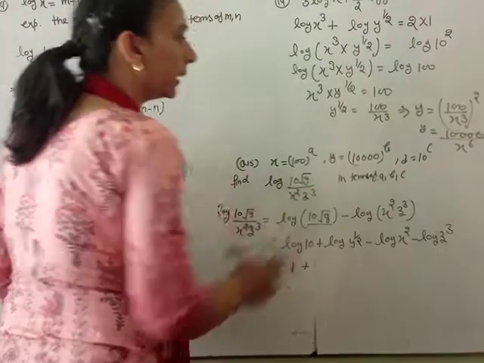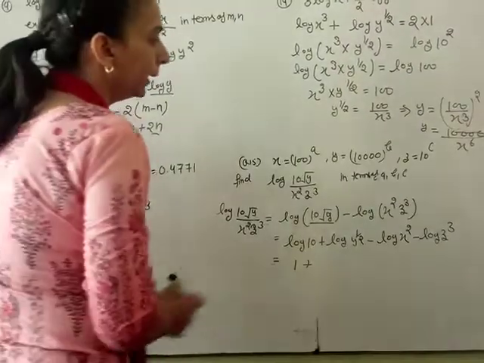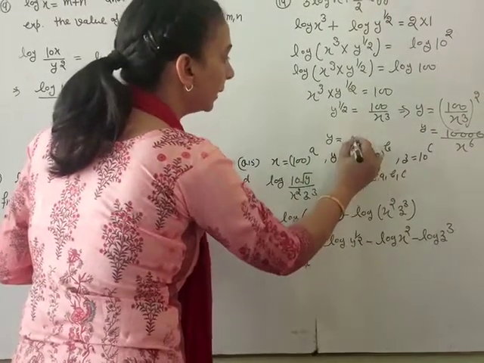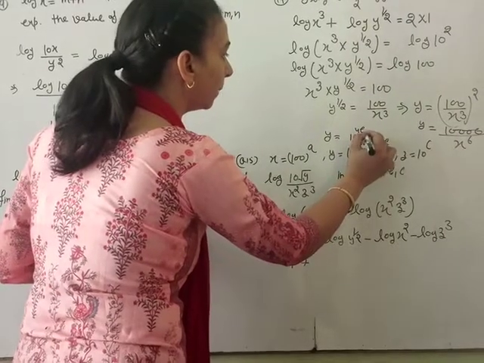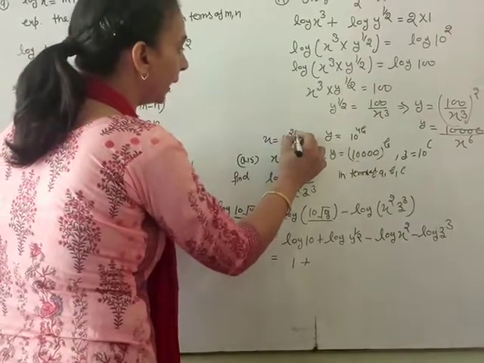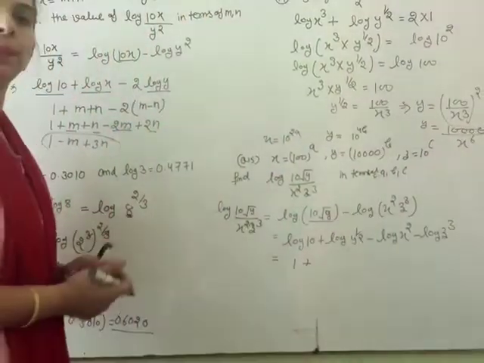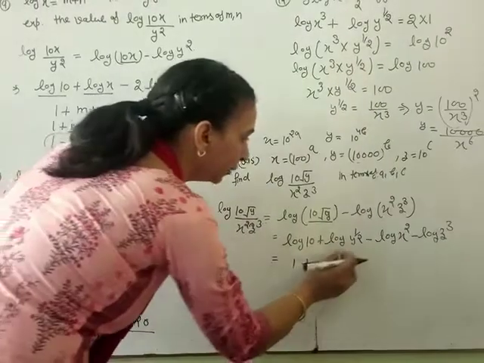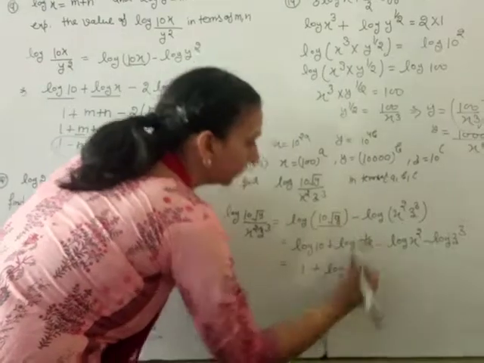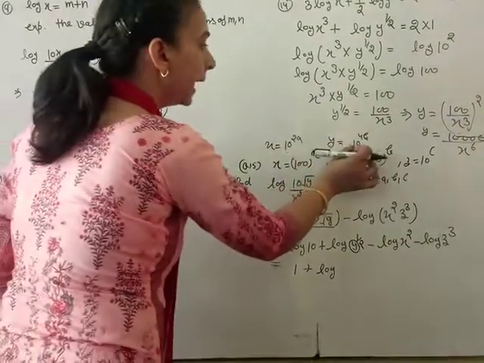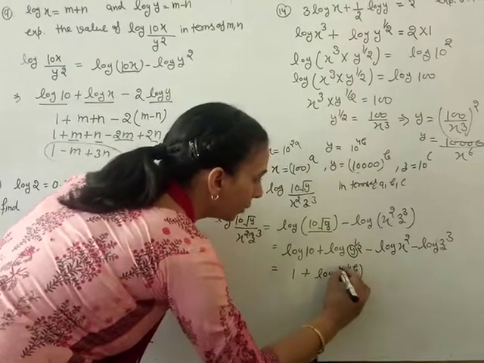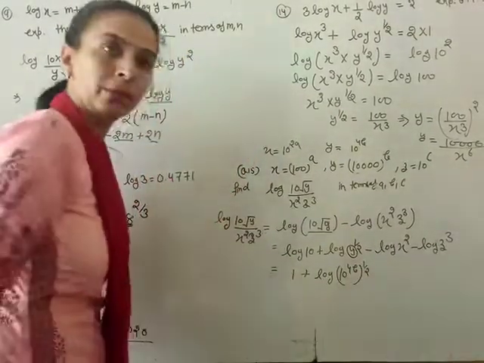y equals 10,000 raised to the power b. Student, we write y equals 10,000, that means 10 raised to the power 4, so y is 10 raised to the power 4b. And x equals 10 raised to the power 2a and z equals 10 raised to the power c. Then put the value of y. Log, in place of y, 10 raised to the power 4b, and raised to the power 1 by 2.